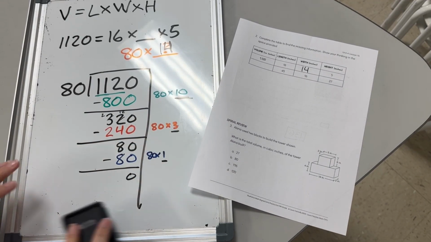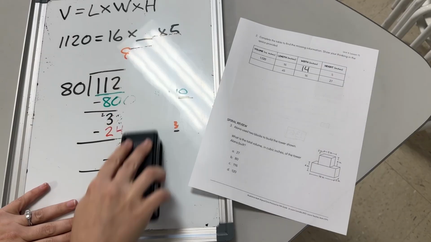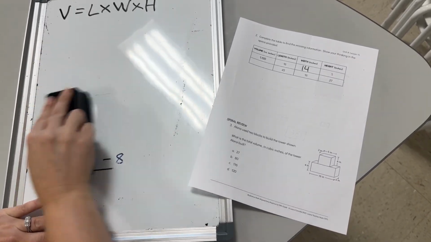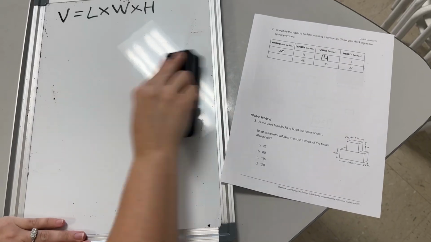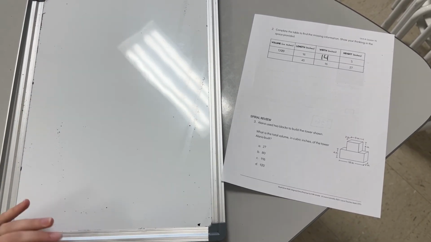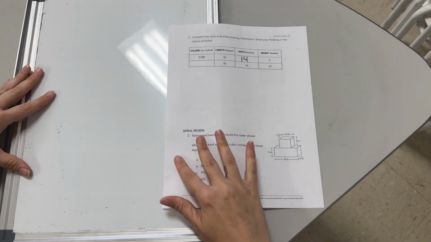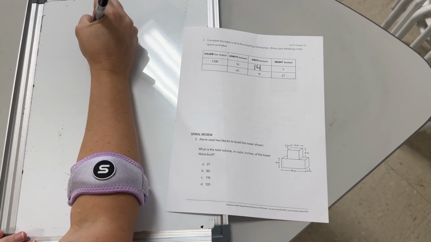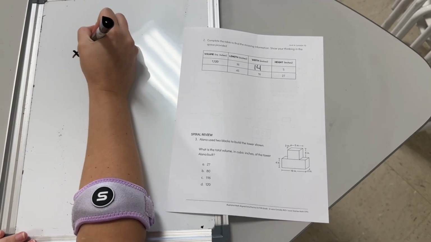All right, for the next row, it looks like I have the length, the width, and the height. And all I need to do is multiply those together to find the missing volume. So I'll start by doing my length times my width to get my area. So 45 times 16.